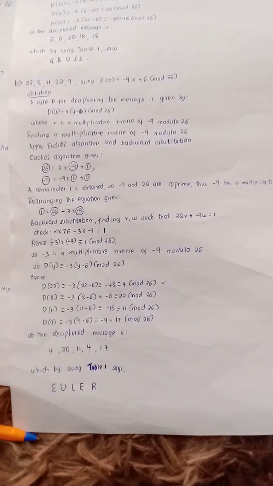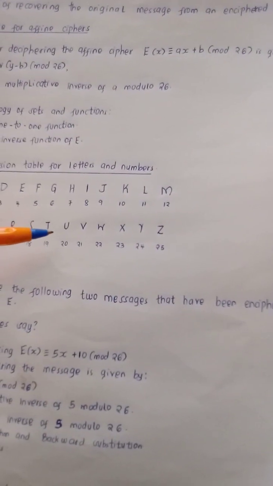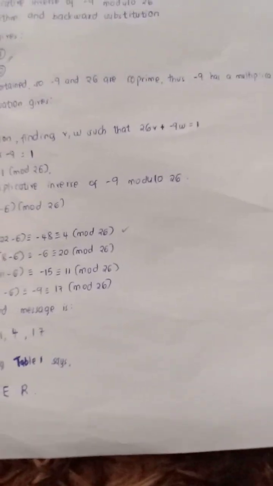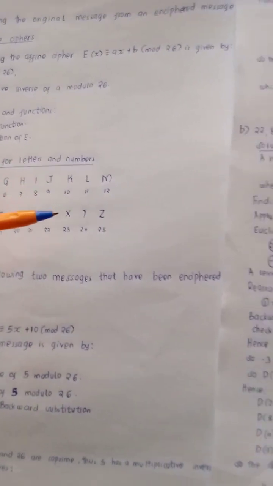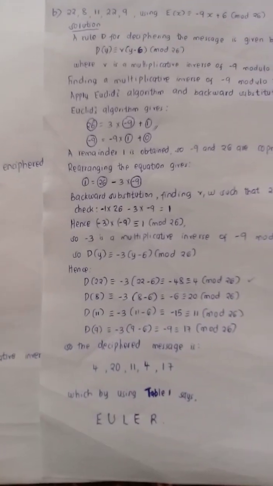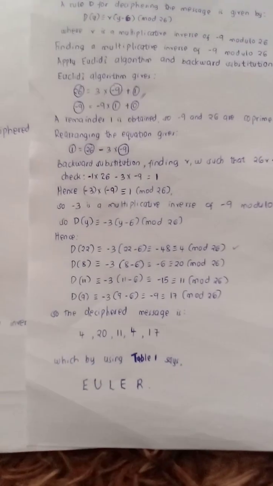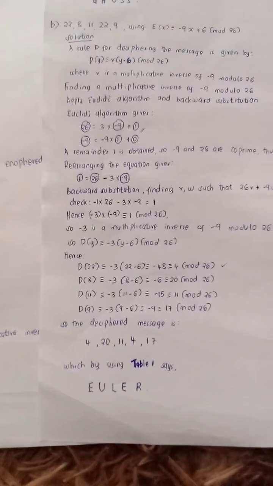Using table 1, our conversion table for letters and numbers, 4 is the letter E, 20 is U, 11 is L, 4 is E, and the last one, 17, is the letter R. So by using that table, we can see that the message was EULER. Thank you.